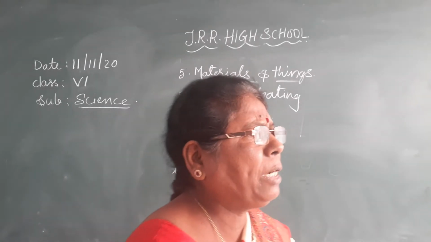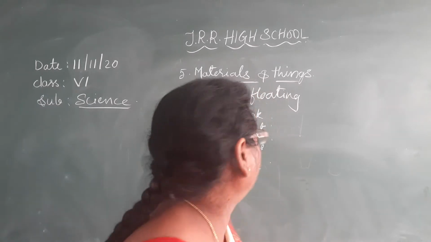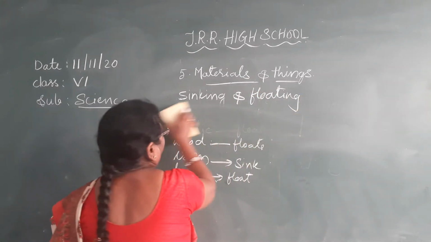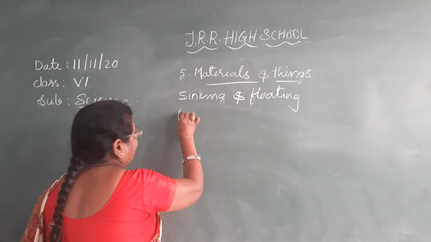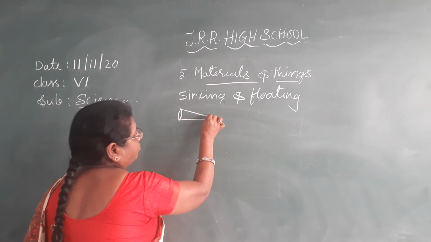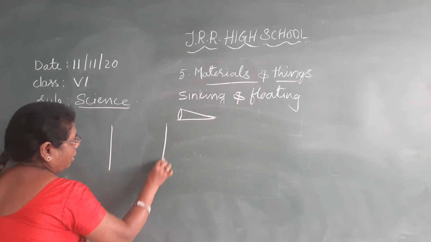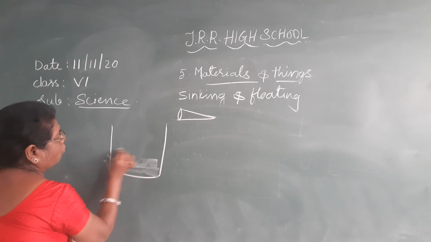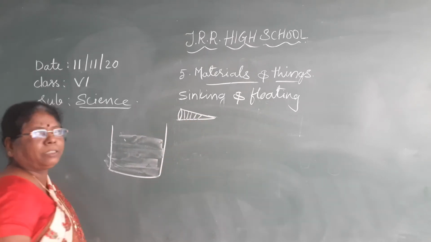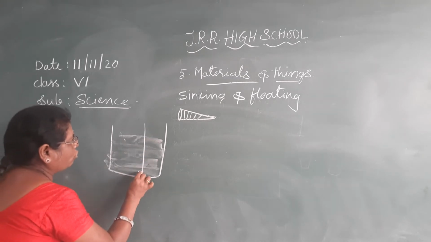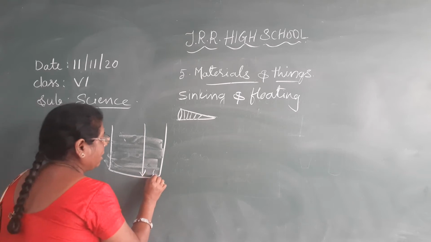Now here, the material iron. Now here we will see, do iron objects float? Take the example of a nail. When you drop the nail in the vessel of water, what happens? See the shape of the nail. Drop the nail in the water. Immediately it goes to the bottom. It sinks. The nail will sink in the water.